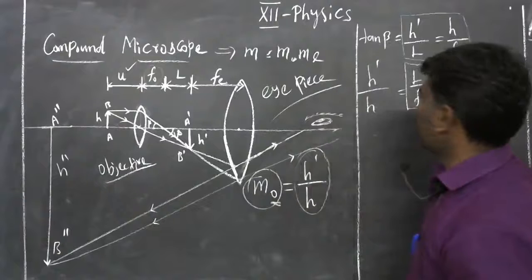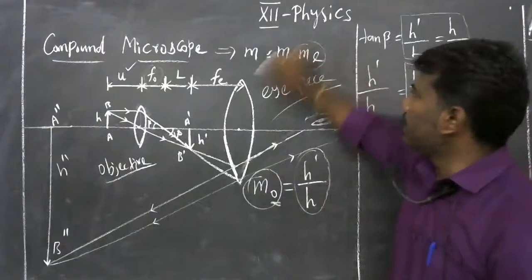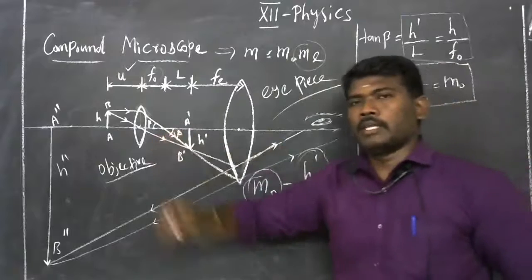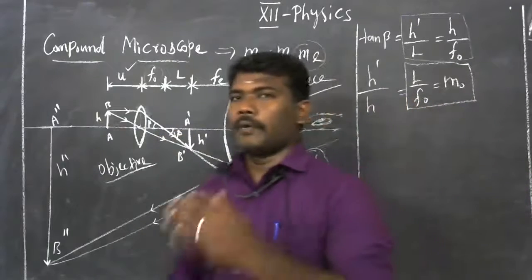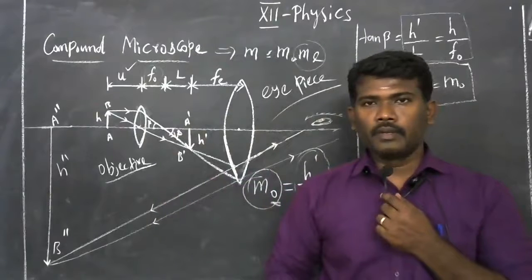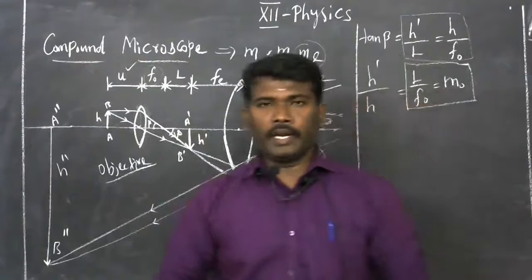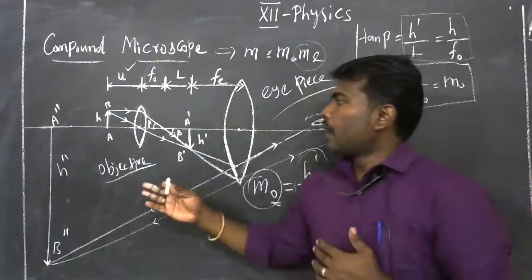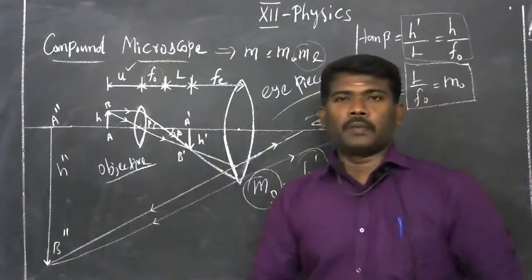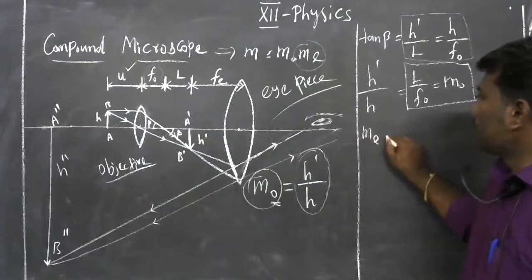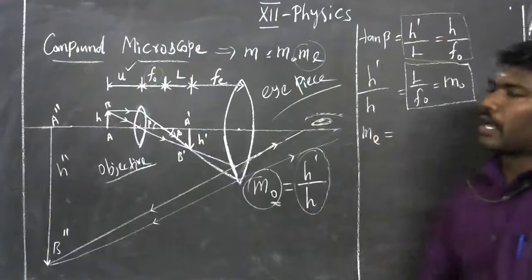So M naught is a known value. We need the ME value alone. Here the final image will be formed at infinite distance or at the near point. Depending upon the position of the image forming point, we can write the formula for the magnification produced by the eye lens or eyepiece.